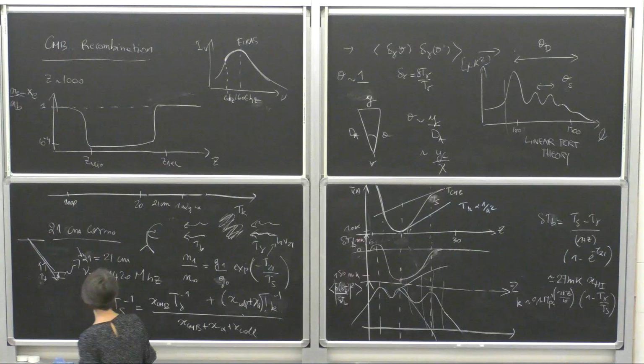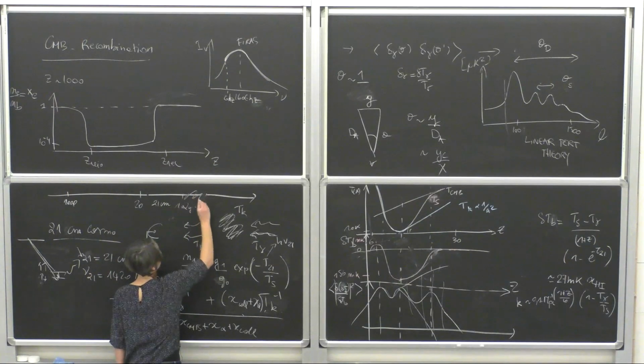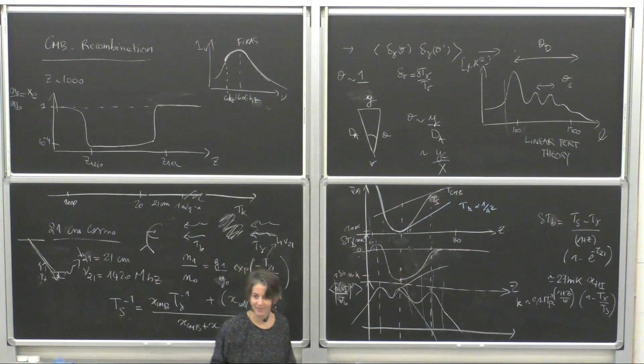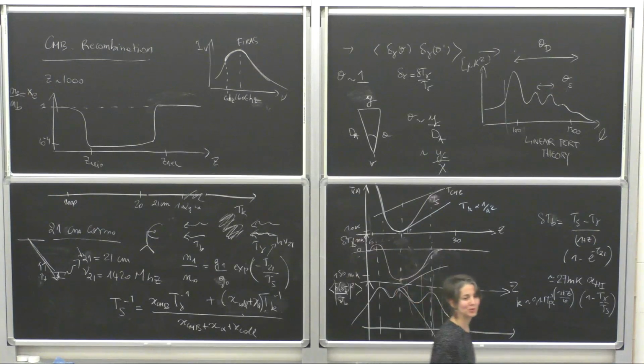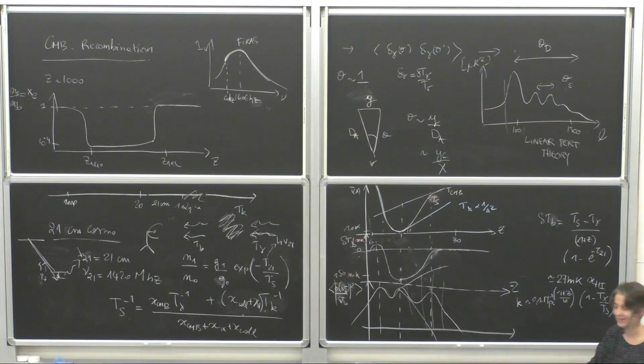Good. Now we go to after reionization. What kind of probe do we have there? We are after reionization, but we still have some patches of neutral hydrogen around.